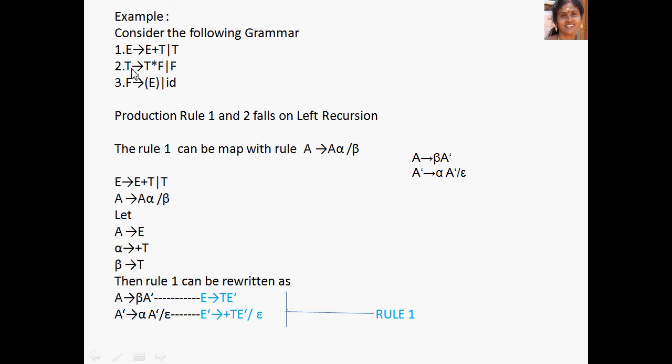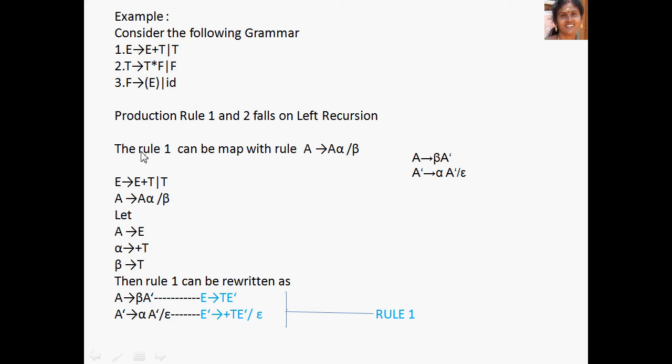And we are checking the second rule, T. The T production rule also starts with the same T. Then you have to solve this production rule also. And you come to the third one, the F production rule. F is expanded with one terminal node. It does not start with the same F. That's why you can assure the third production rule does not have a left recursive problem. Okay, so now we are in a position to solve only these two rules.